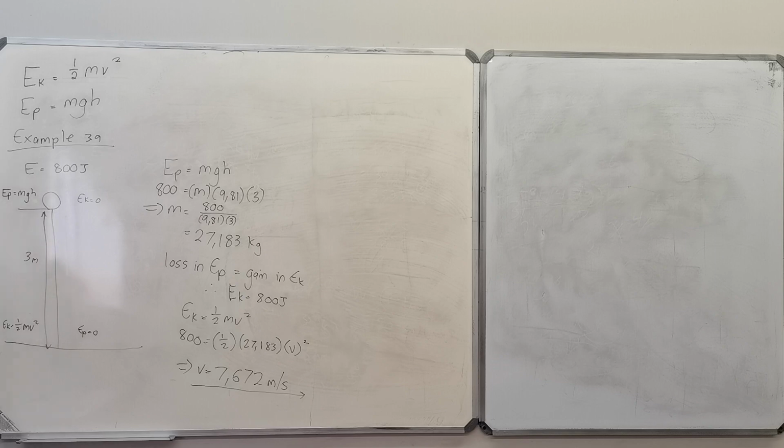So they tell you the application of the law of conservation of energy, as we have seen above: in certain situations, the potential energy lost is equal to the kinetic energy gained, and vice versa. And then they told you to remember those formulas. Then we're moving on to example 3.10.